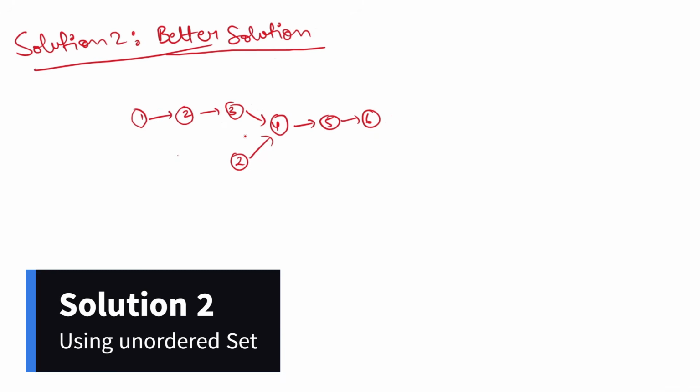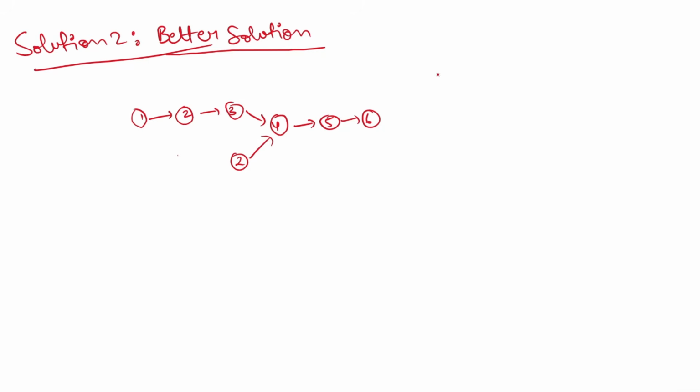In this approach what we are going to do is store the first list in a set. Let's say this is my set and I will make it an unordered set. First of all I will store all the elements of list 1 into it. Now after storing all the nodes, remember I am not storing the values, I am storing the list nodes.